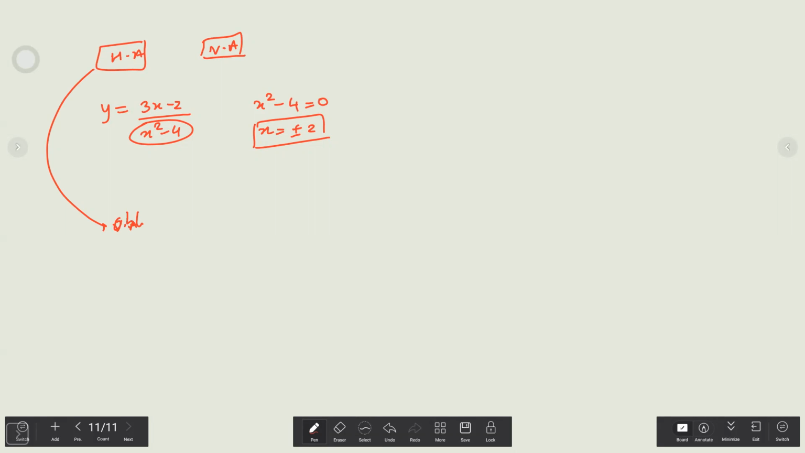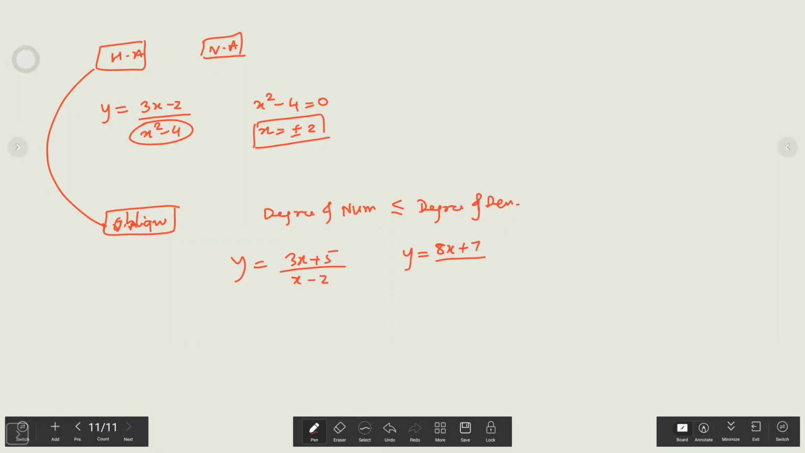Now, more debate is about horizontal asymptote and oblique asymptote. So firstly, understand where we have the horizontal asymptote. Now, horizontal asymptote exists when your degree of numerator is less than or equal to the degree of denominator. So for example, if I have a function which is y equals 3x plus 5 upon x minus 2, or y equals 8x plus 7 upon x minus 5.